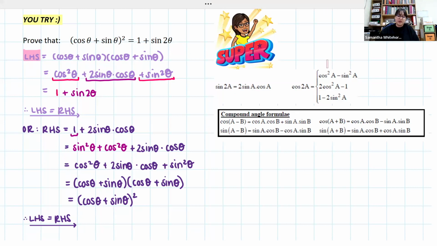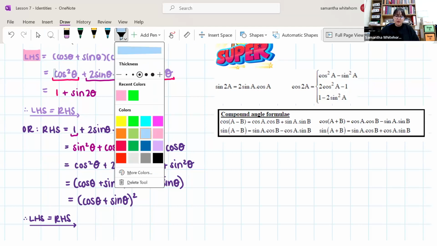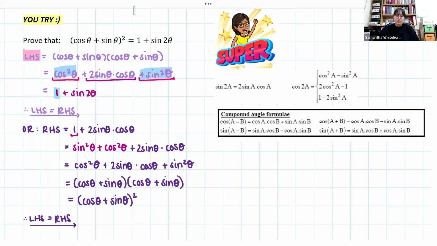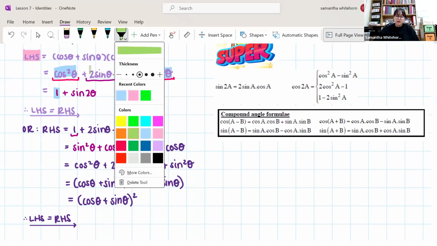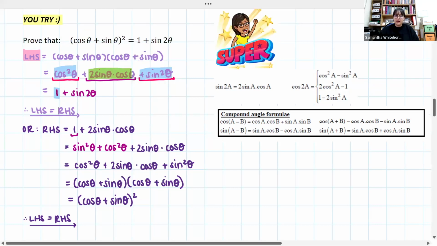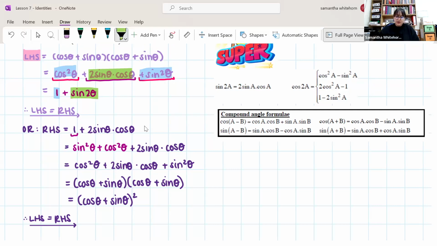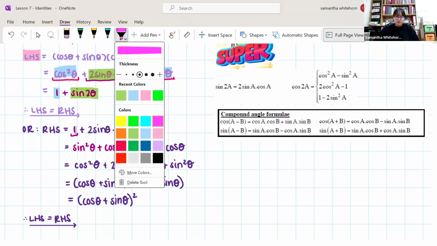And what you would then need to identify in that case, as you can sort of see as I've color-coded, that once you've distributed, cos squared plus sine squared is your Pythagoras or your square identity. That gives you 1. And then in the middle there, that middle term of 2 sine theta cos theta, that's your sine double angle. And so you get sine 2 theta, which is equal to the right-hand side. If you didn't want to do that, you didn't have to. The other way you could have gone and done this is you could have manipulated your right-hand side.